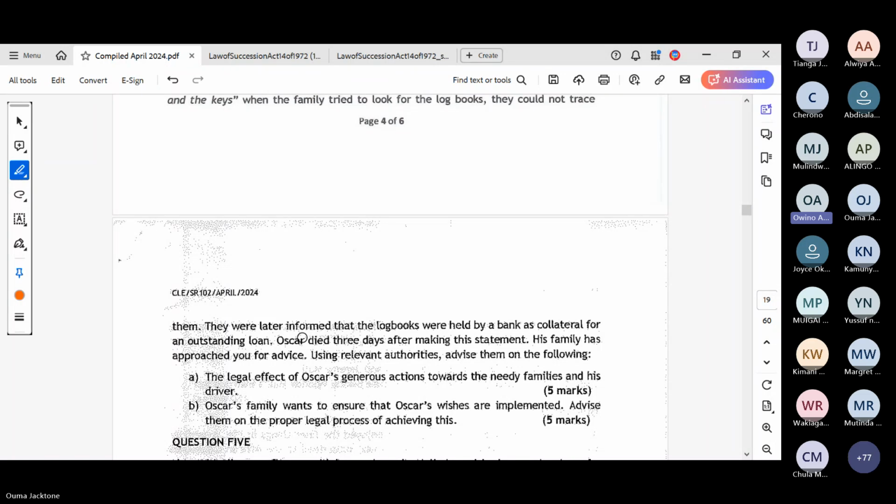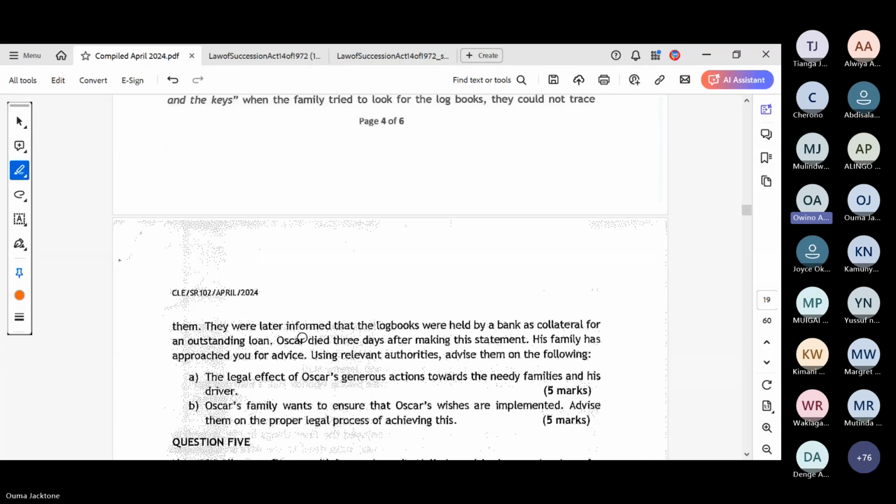As regards the generous actions towards the needy families, I'd say that those ones passed, since we are told that he was going to collect the titles. Now, after hiving off the half-acre plots, hiving off 5 acres of land and subdividing them, they had already been transferred. And when he got that heart attack, he was going to get the title. So it means that the titles were ready. So I believe that those ones will pass.